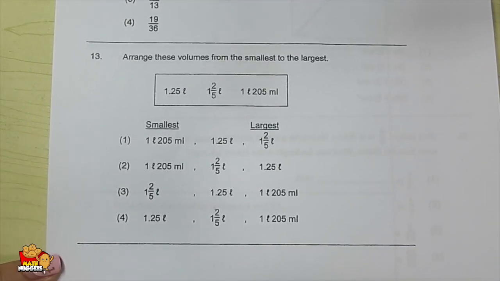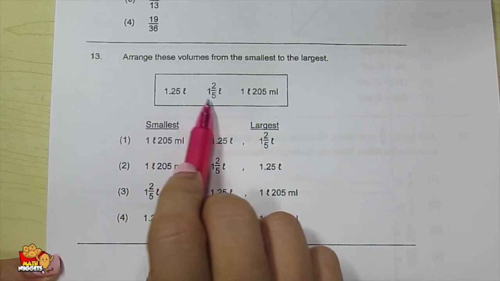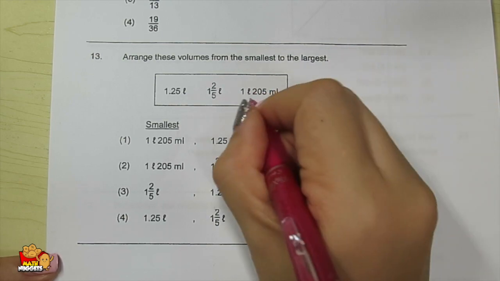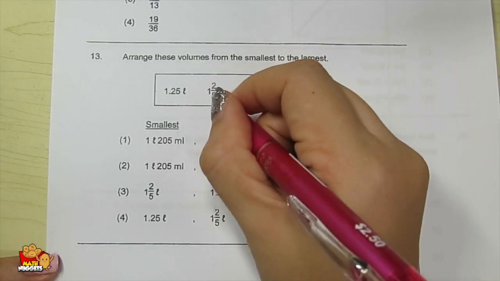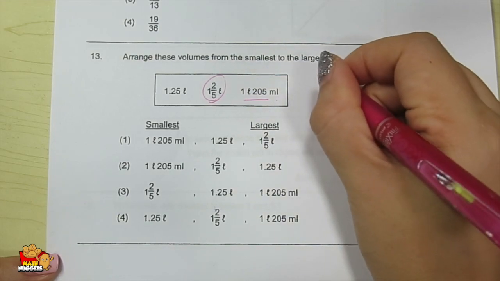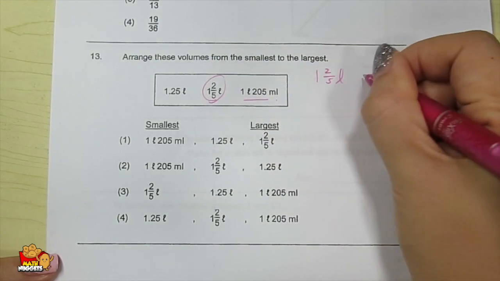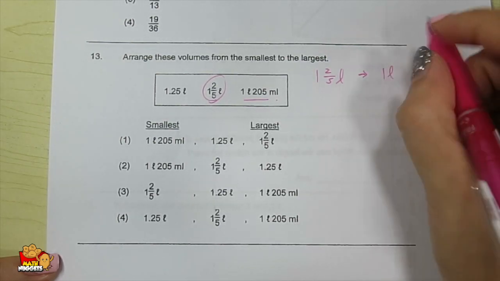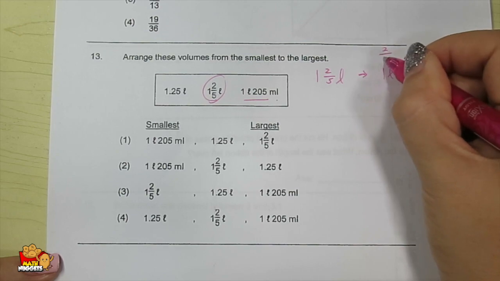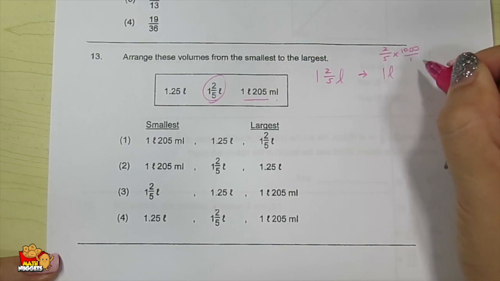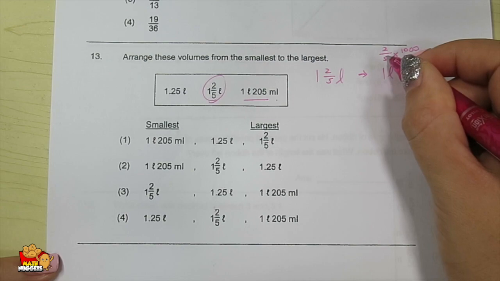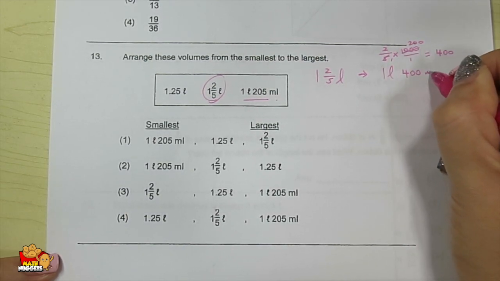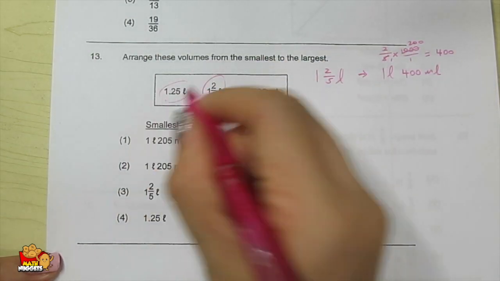We're supposed to arrange these from the smallest to the largest. They are all different. Decimal, fraction. I will change them all. This will be the easiest for me to see. So I will change 1 and 2/5 liters. Now 2/5 liters. So I know this is 1 liter. Okay, so 2/5 liters will be 2/5 times 1,000. So this will give me 400 milliliters.